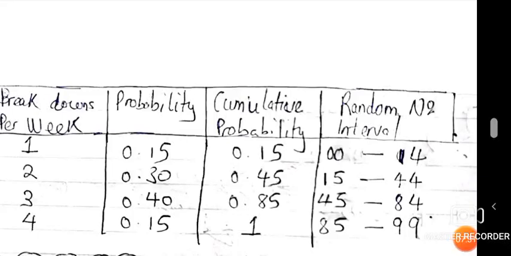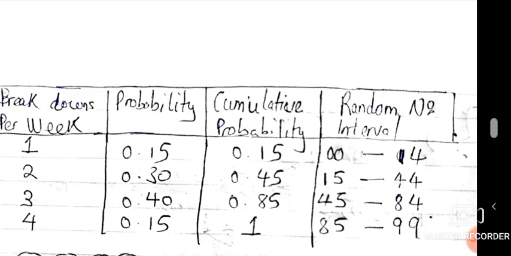I hope we're able to see this table on the screen. You start with just the way the table was given in the question. Nothing changes: breakdowns per week, probability. You put them down. What next? Since probability was given, the work is easier. The next column should be cumulative probability. What's cumulative probability? It's basically probability that will keep on adding up.